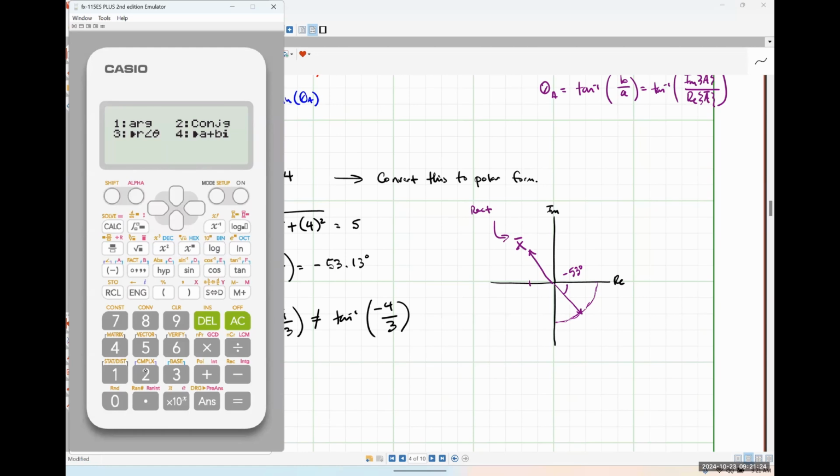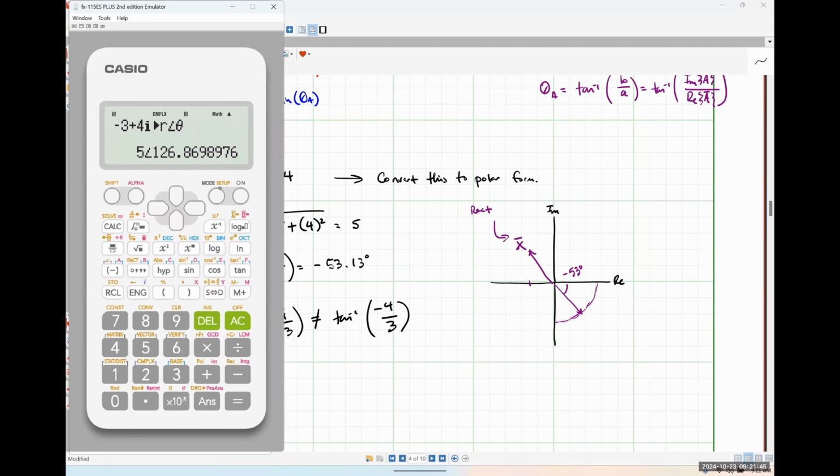Option 3 converts to polar. Option 4 converts to rectangular. I'm going to press option 3, and then I will press equals. And I get the 5 angle 126.869.